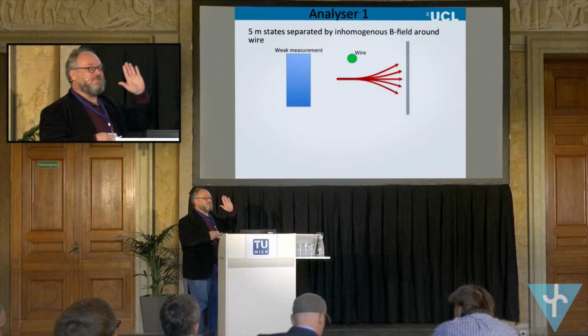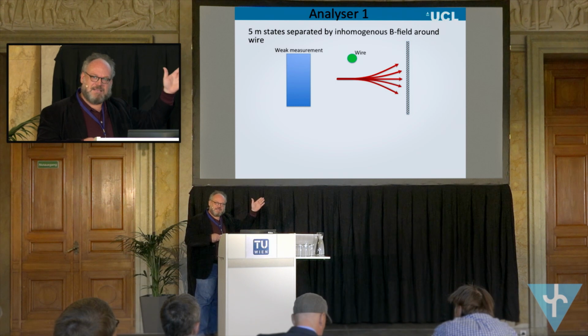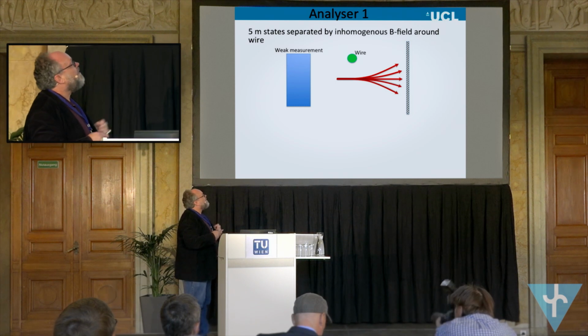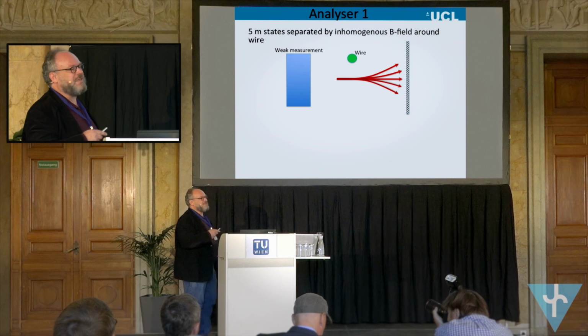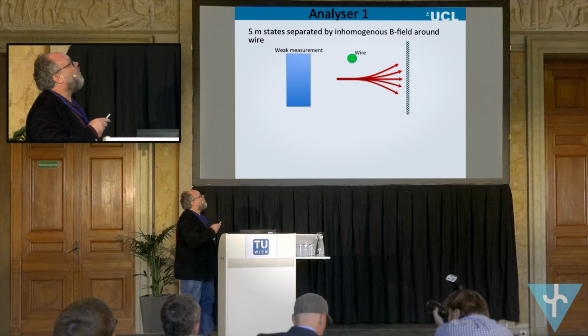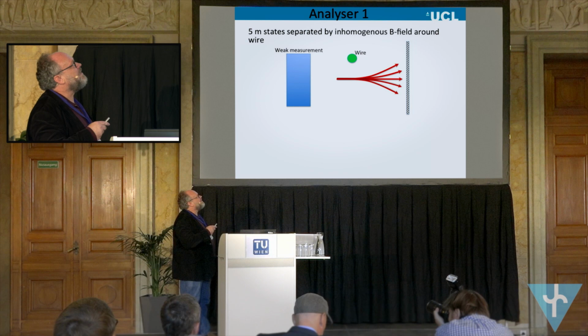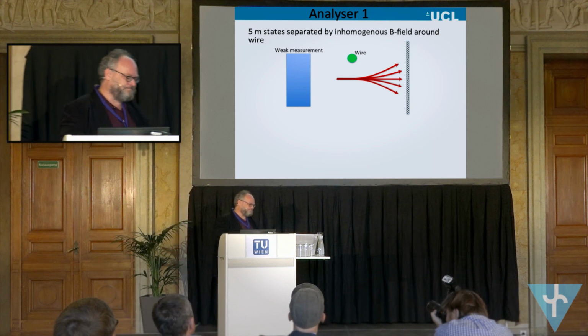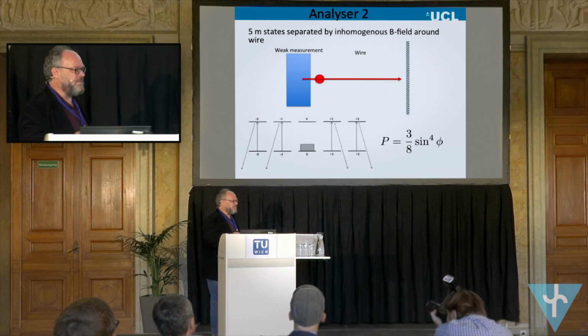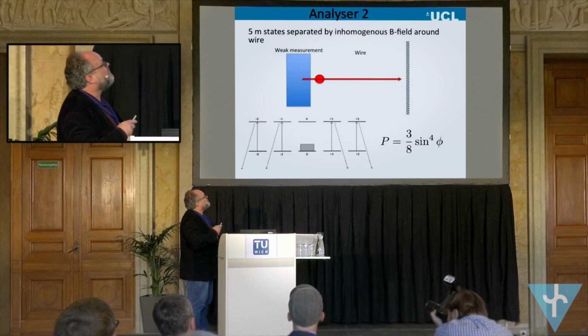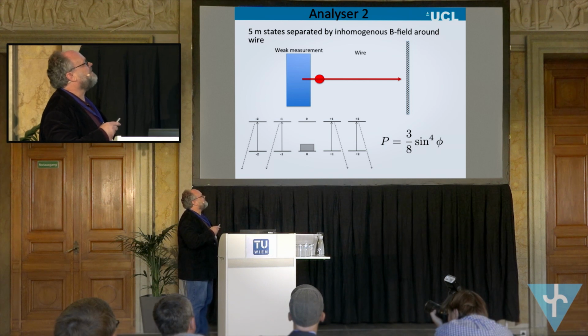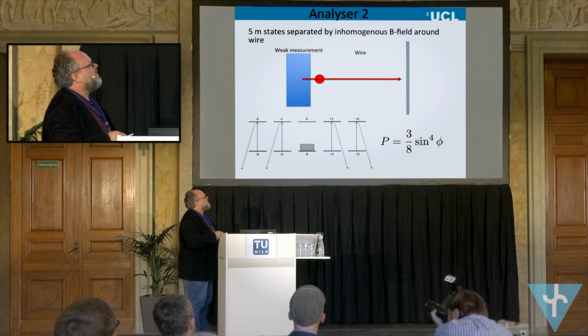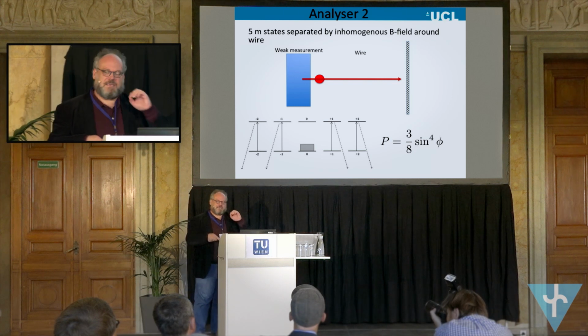So we need to do that, right? We need an analyzer, and there are two ways to do that. One is, since I have all these m states, I can make a Stern-Gerlach measurement, with a wire with a current through it at the very end of this weak measurement stage, and look at these 5 different m states. Or, which is our current preference, I can choose to look at, for example, the m=0 state, and its probability varies with phase in this way.